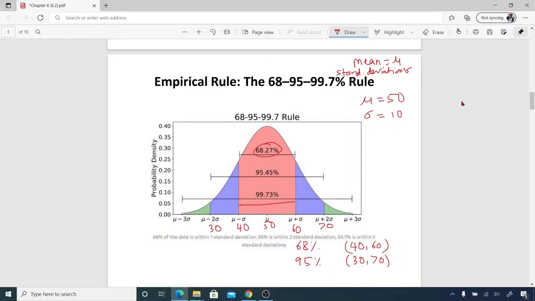And similarly, for 3 standard deviations, about 99.7%, that means 50 minus 30 is 20, and 50 plus 30 is 80. So about 99.7% of the observations lie in this interval. This is known as the empirical rule.